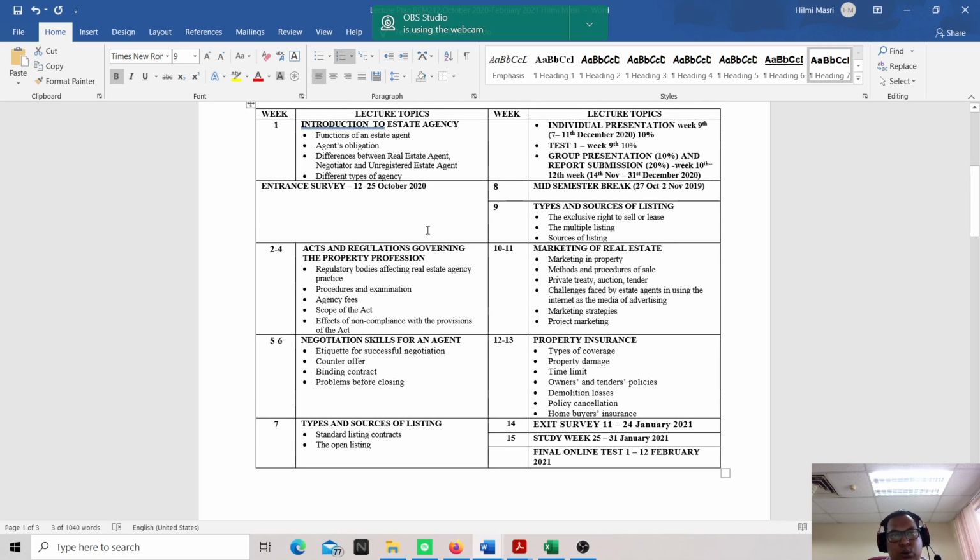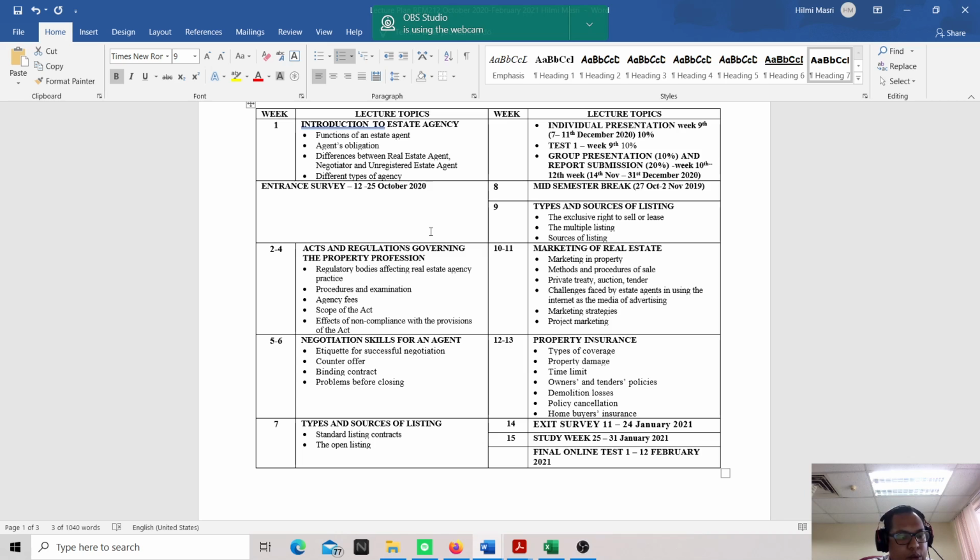For week 2 until week 4, we will look into the acts and regulations governing the property profession. You will look at the regulatory bodies affecting real estate agency practice, the procedure and examination for you to become a probationary estate agent, and eventually a registered estate agent. Then we will look into the agency fees, how much we are permitted to collect from our client, the scope of the act, and the effects of non-compliance with the provisions of the act.